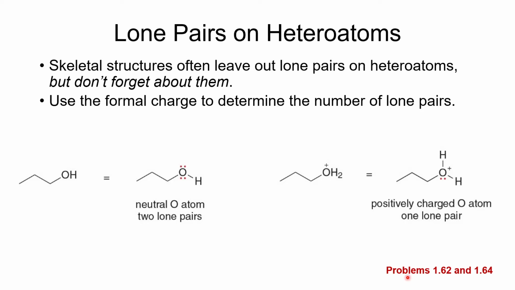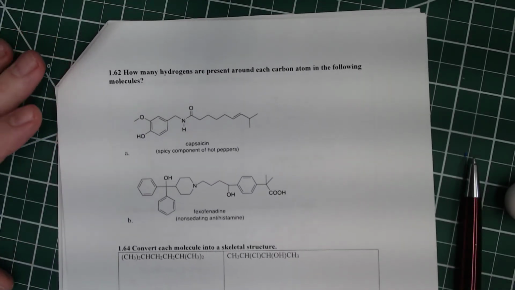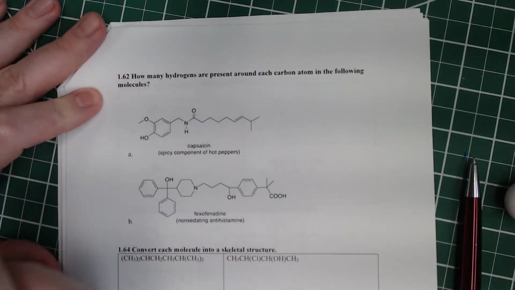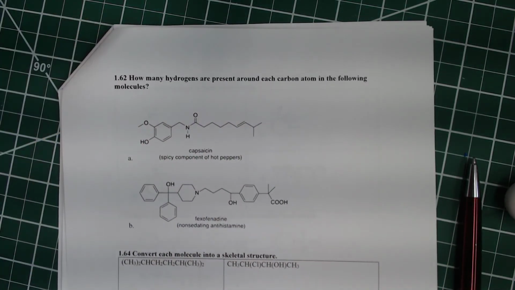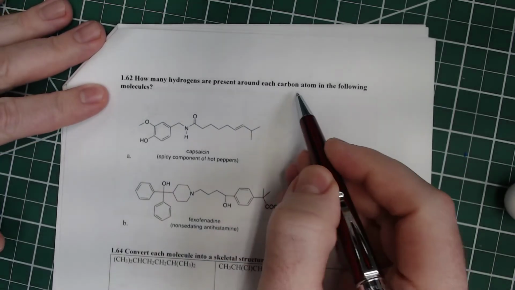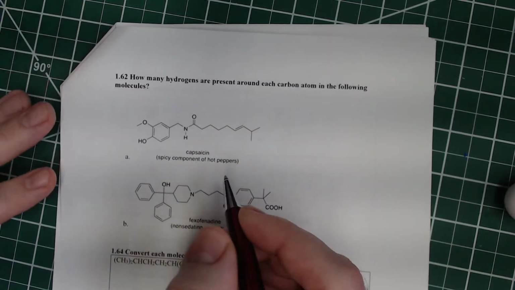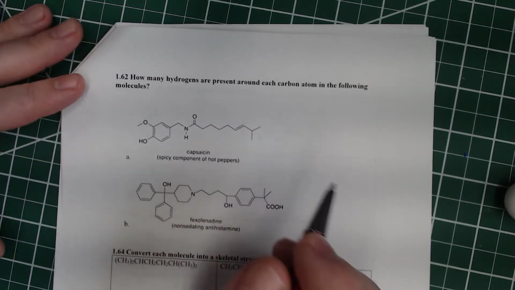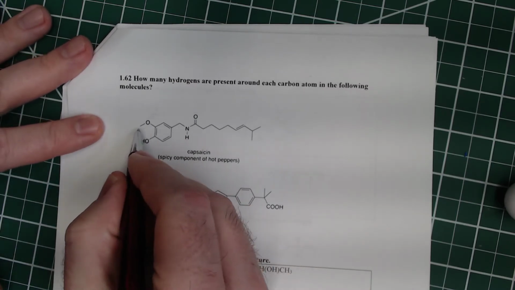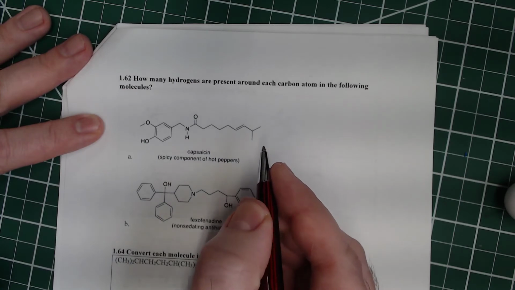All right, we want to go to number 62 and 64 on the in-class assignment. These are relatively straightforward. All right, so this one says, how many hydrogens are present around each carbon in the following molecules? So we have capsaicin. This is the hot stuff when you have a hot pepper. And we'll just go to each carbon and put the correct number.